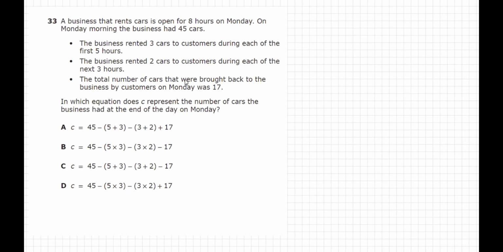Question number 33. A business that rents cars is open for 8 hours on Monday. On Monday morning, the business had 45 cars. The business rented 3 cars to customers during each of the first 5 hours. The business rented 2 cars to customers during each of the next 3 hours. The total number of cars that were brought back to the business by customers on Monday was 17.